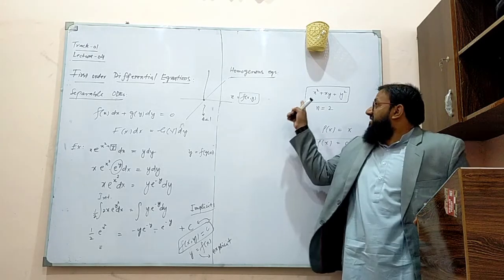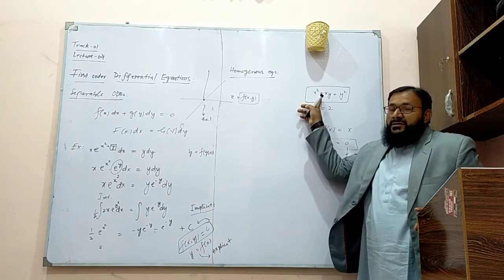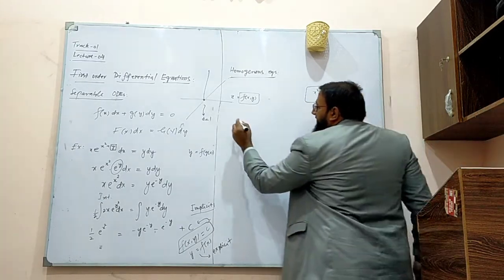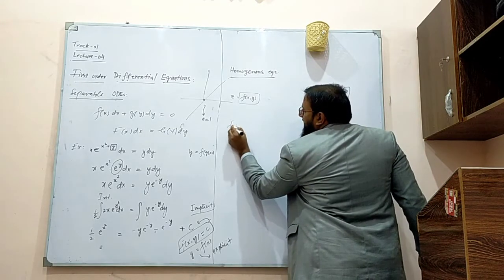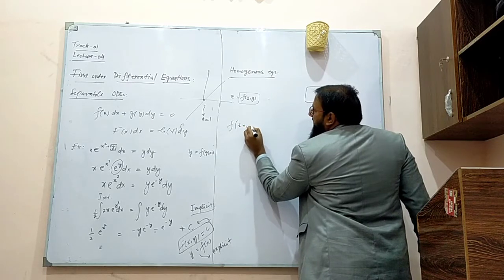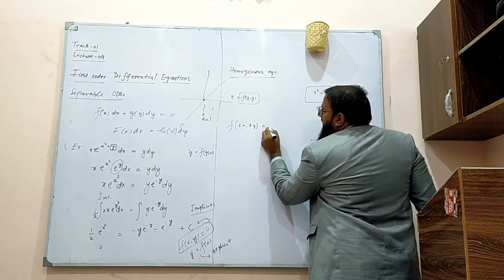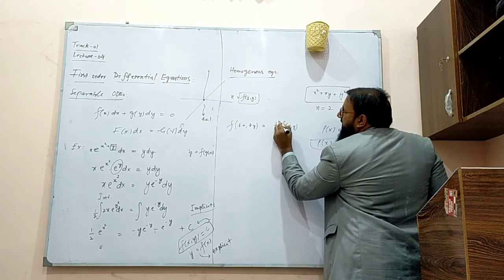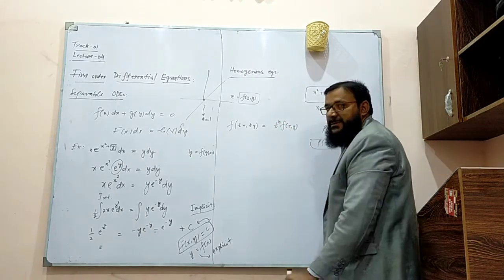So, we call this function a homogeneous function of degree 2. What is the mathematical description? A function is called homogeneous if you replace x by tx and replace y by ty, and you get the same result f of x comma y, just multiplied by t raised to power n.